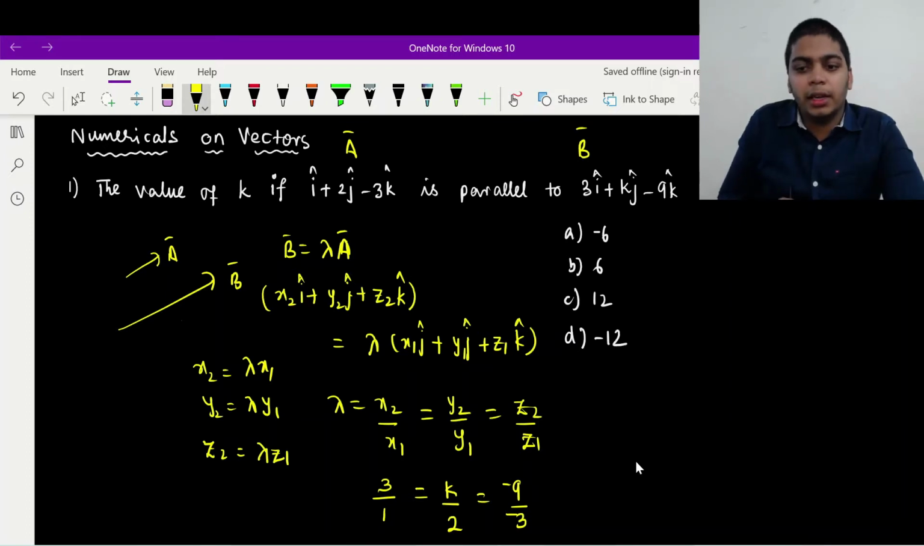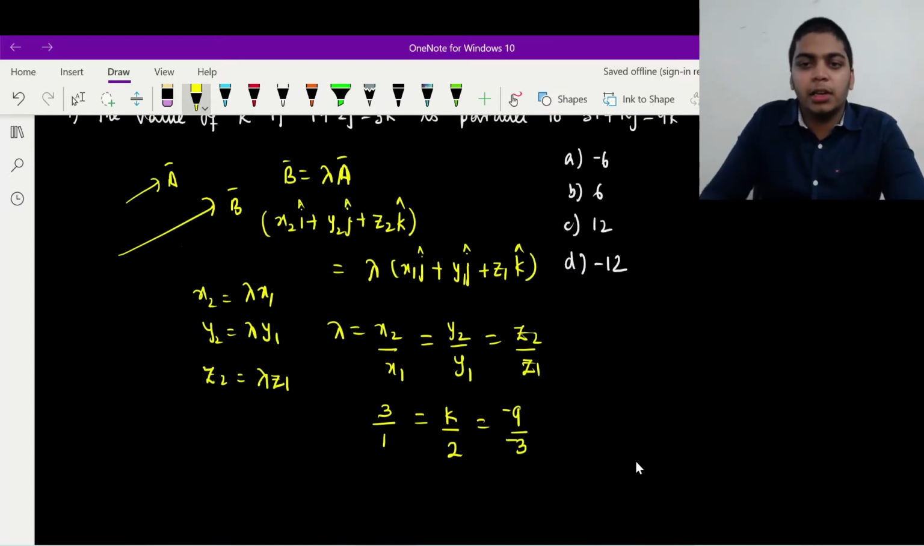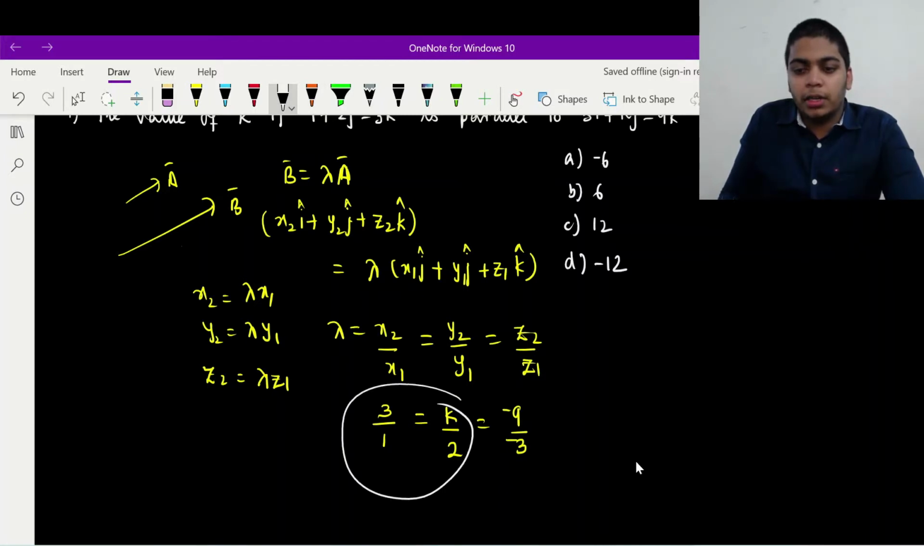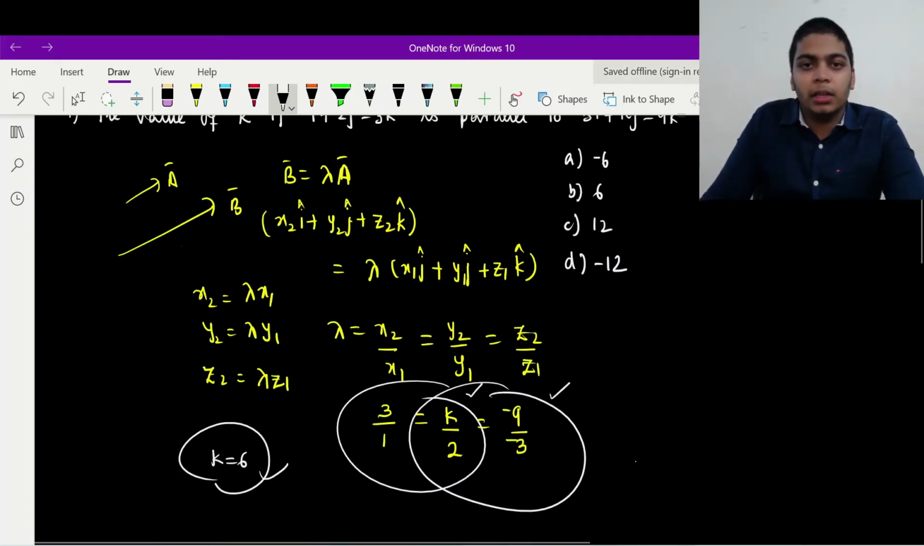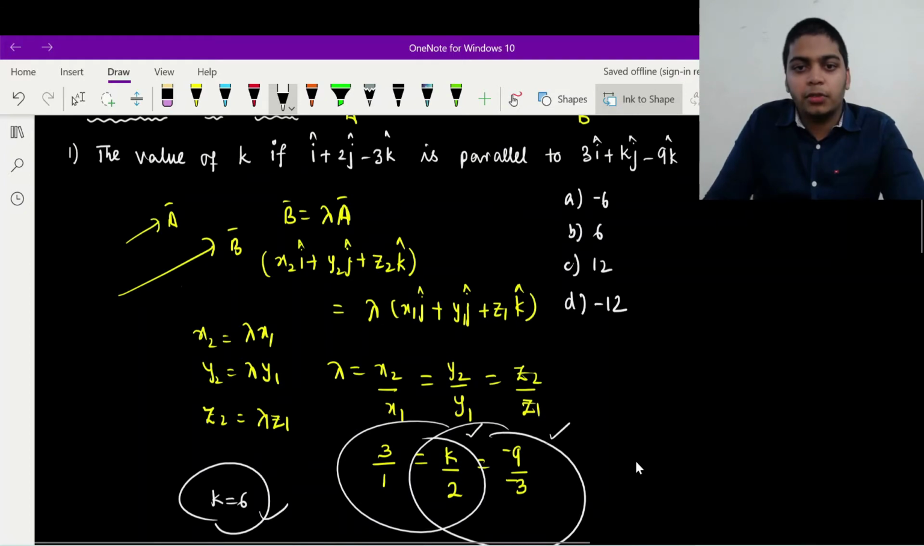So your k can be evaluated from selecting any of the equalities. First I'll select this equality, and you can directly obtain your k as 6. Even if you select this other equality, the value of k that you'll obtain is equal to 6. So we were asked to find the value of k.